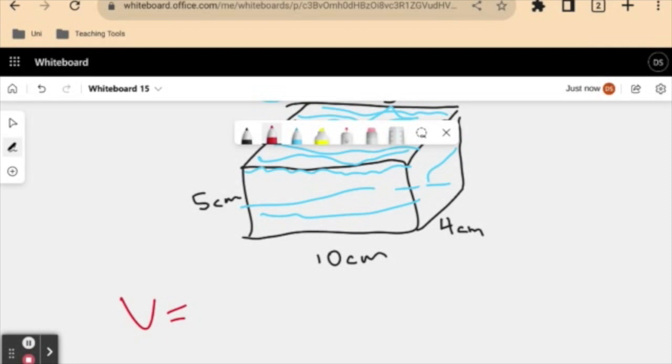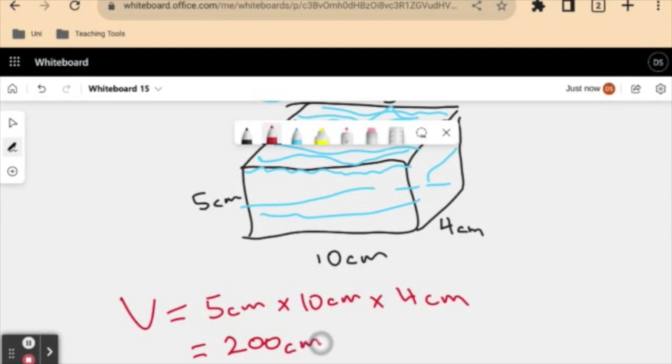This may be a bit of revision for you, obviously, but to find volume, we're just going to multiply each of our dimensions here. So we have our 5 centimeters multiplied by our 10 centimeters multiplied by 4 centimeters. And we are going to end up with a volume of 200 centimeters cubed here.